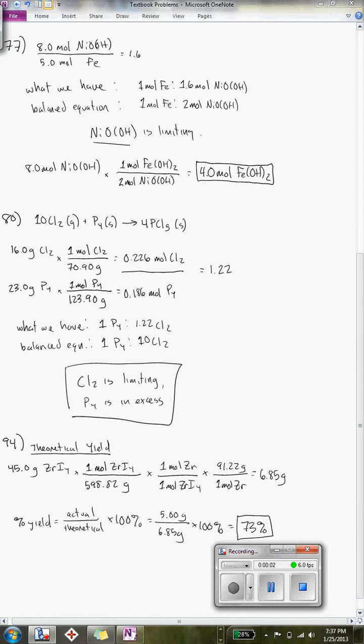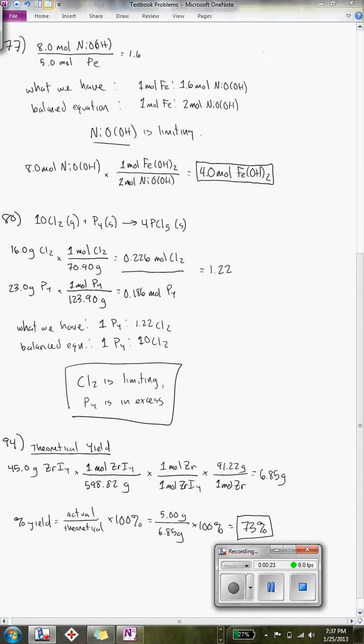Let's take a look at number 77 here. So really the crux of chapter 11 is all about this diagram that I've drawn on the board probably a countless amount of times by now. So chapter 11 is all about different conversions and using the mole ratio in particular to go from one part of an equation to another.